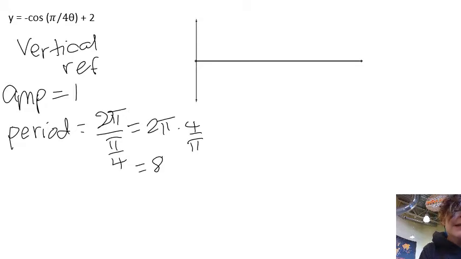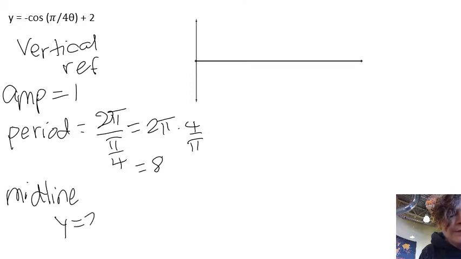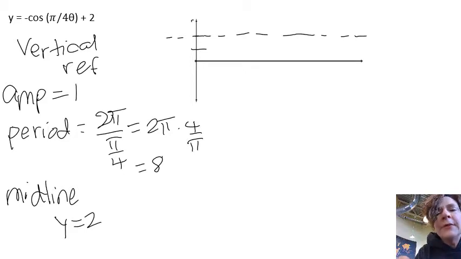My midline is going to be affected by that vertical shift of +2 out there, so my new midline is going to be y equals 2. And then I'm going to start to graph it. In order to graph it, I'm going to deal with my midline and amplitude first. So I have a midline at y equals 2. I'm going to dot that in. Then my amplitude is 1, which means I'm going to go down 1 and up 1 from my midline.